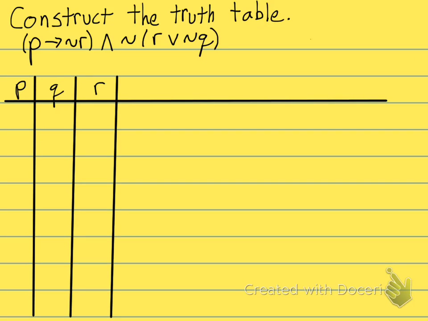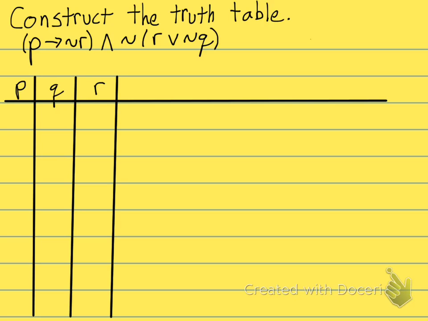In this problem, we're asked to construct the truth table for the statement: quantity P implies negation R, and the negation of the quantity R or negation Q. So we begin, as always, since we have three statements here, by setting up our truth table for three statements.